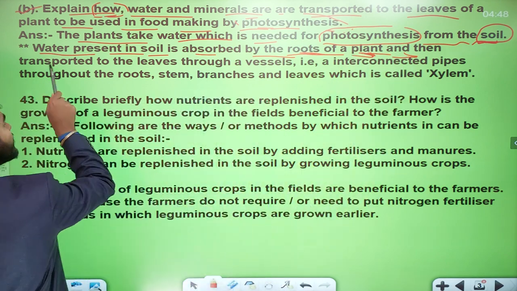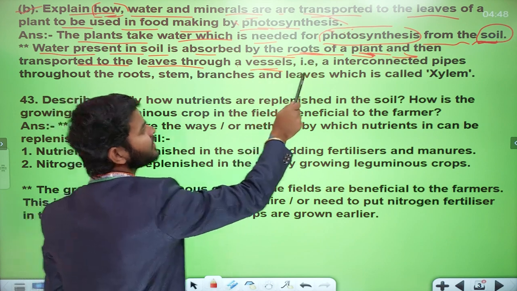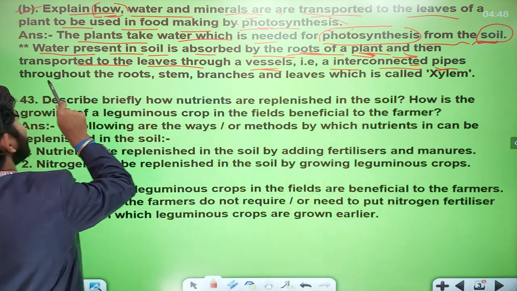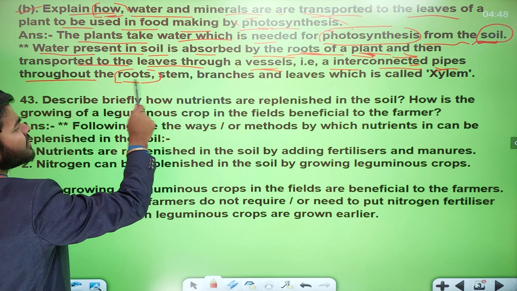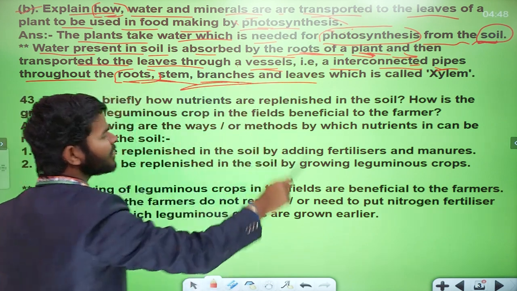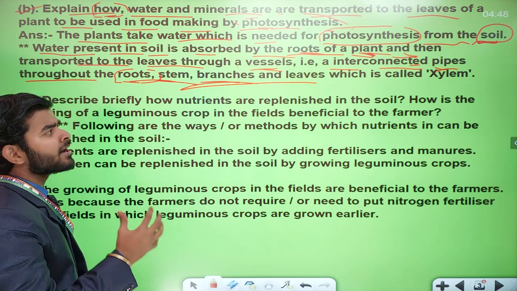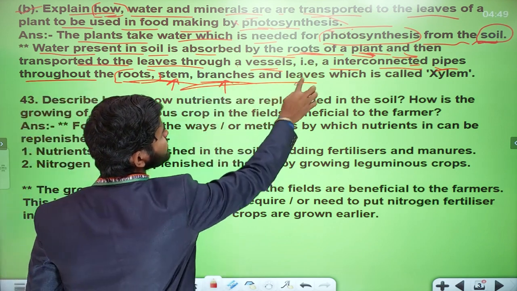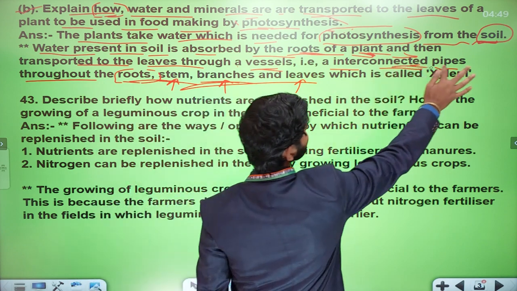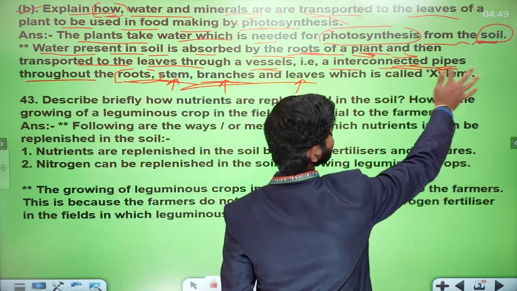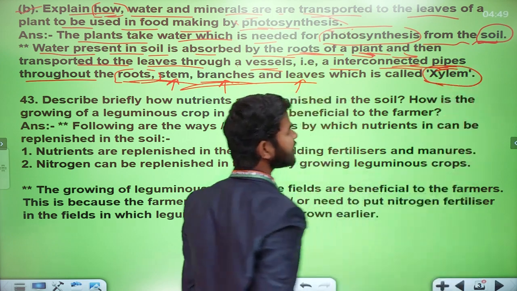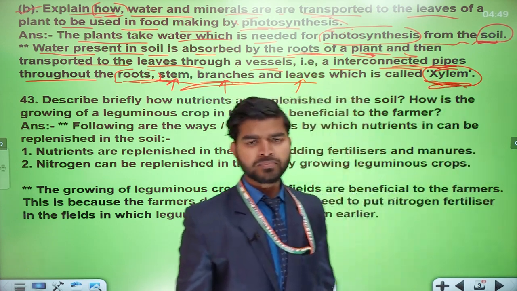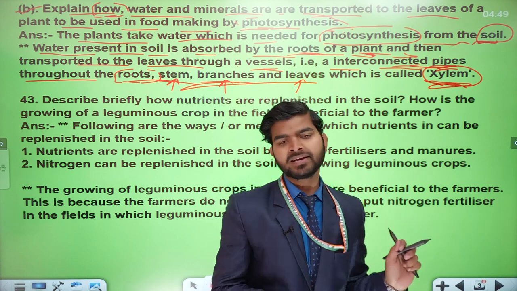And then, after that, water is transported to the leaves through vessels, that is, interconnected pipes. That means interconnected, a pipe-like structure throughout the roots, stem, branches and leaves. That's why the transportation of water takes place to the whole body, that is the leaf, stem, branch and the leaves also, through an interconnected pipe-like structure called pipe-like vessels, that is the xylem. All right, you will get a detailed explanation about the xylem in class 9th. Okay, but you must have some little knowledge about this xylem in these classes.